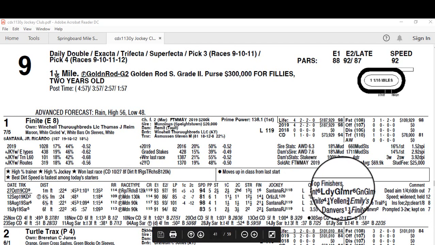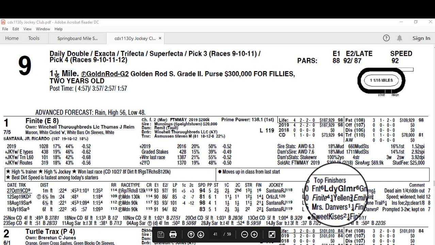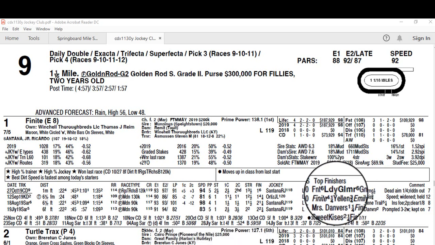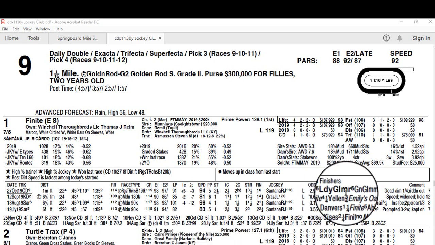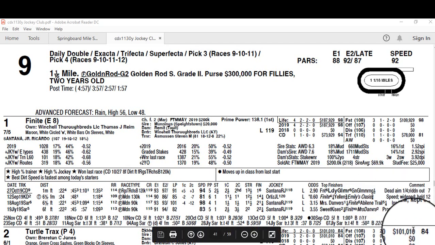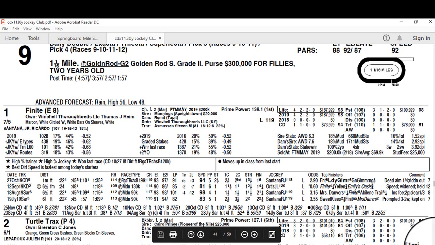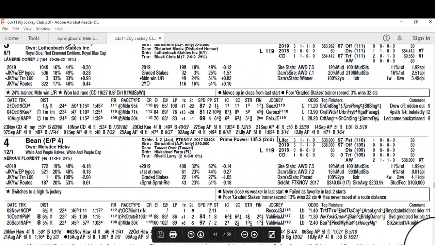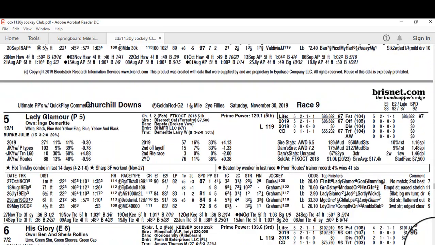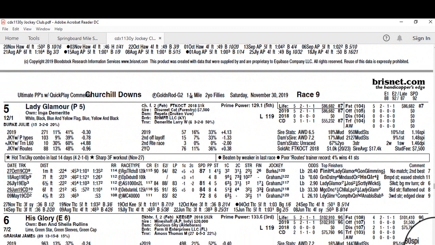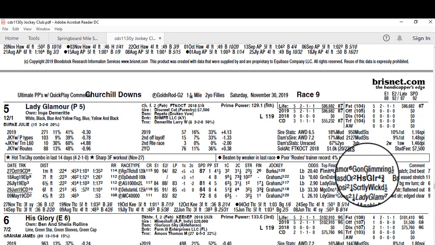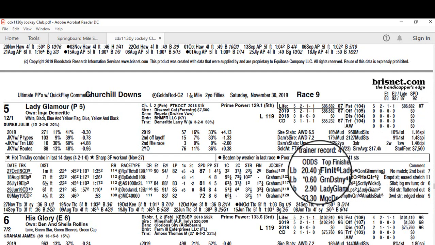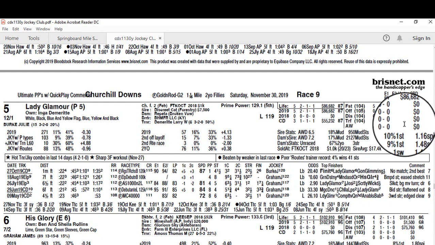These, to reiterate, are the top finishers. See this bold LDYGLMR? Anytime the font or the text is bold, that means that horse is in today's race. So if I scroll down, we should see, there we go, Lady Glamour. That's the abbreviation of what we saw up there. And there's this Finite. See how that's bold? That means it's in today's race.